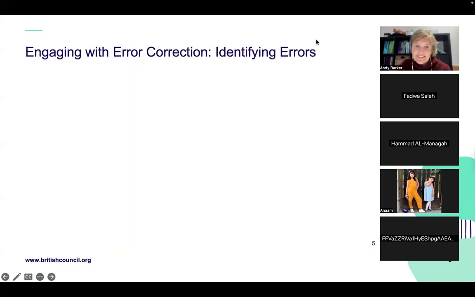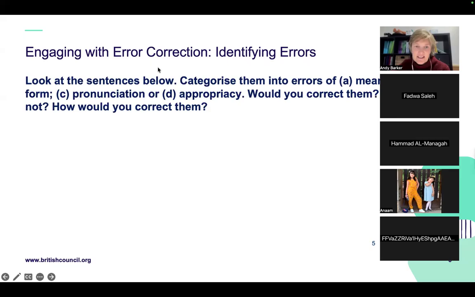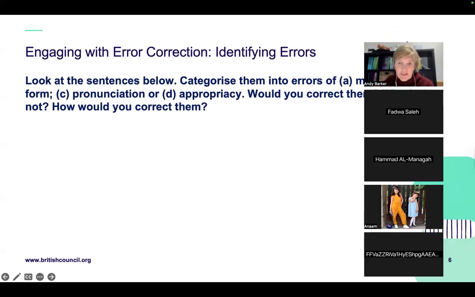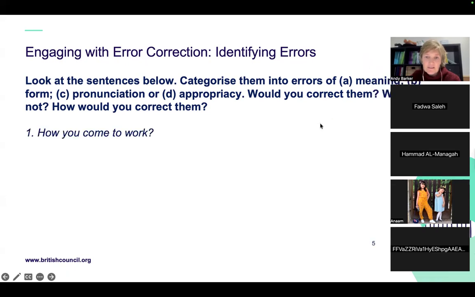Right, let's continue. We're going to talk about identifying errors. We're going to see some examples of errors and mistakes, and decide what to do and when. It says: look at the sentences below, categorize them into errors of meaning, form, pronunciation or appropriacy. Then would you correct them? Why not? And how would you correct them? Let's just look at the first one. How you come to here?